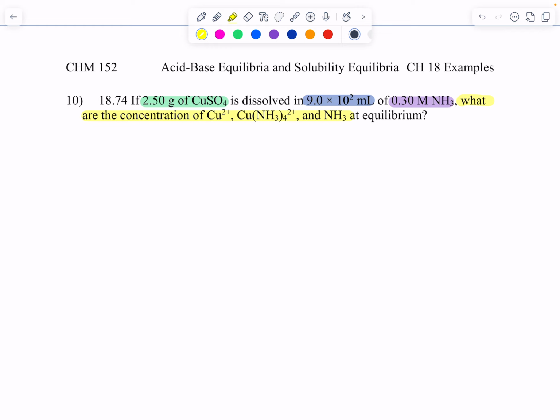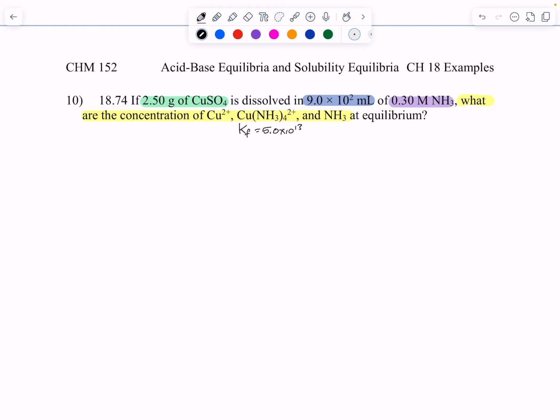Okay, so we will need a Kf value. So you have to look up Kf for this one. And Kf happens to be 5.0 times 10 to the 13th, which is quite large.